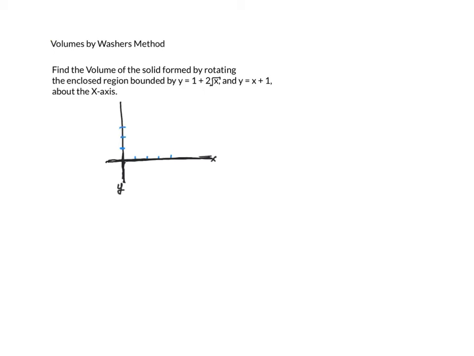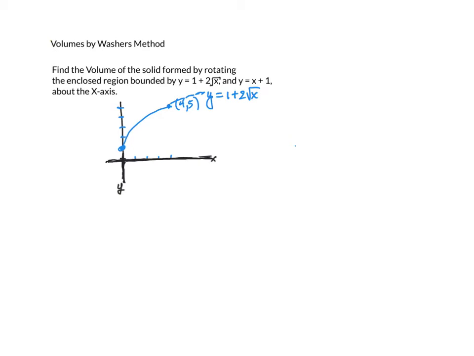So let's draw 1, 2, 3, 4, 5. So I have another point at (4, 5). This is (4, 5), and (0, 1). And I know this is a parabola, opens to the right, starting at 1, and that would be my function y. So let's just extend it here and label y equals 1 plus 2 square root of x.